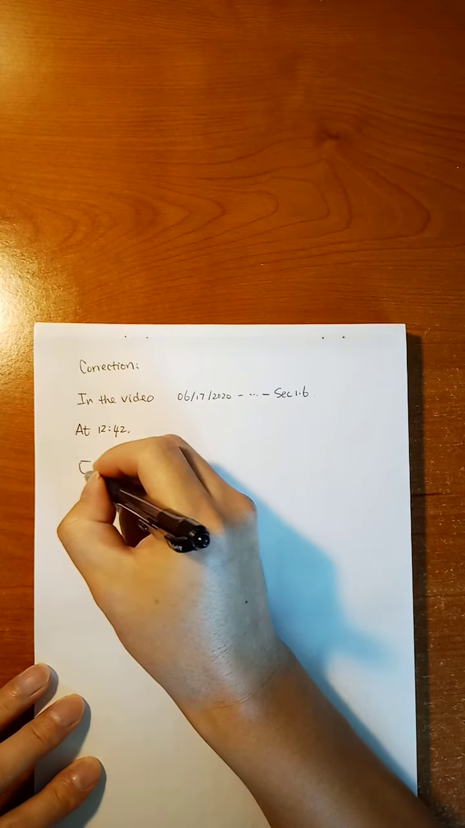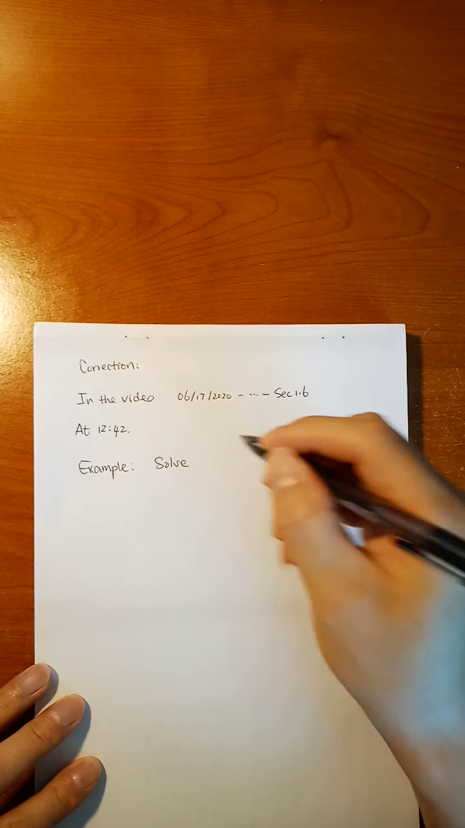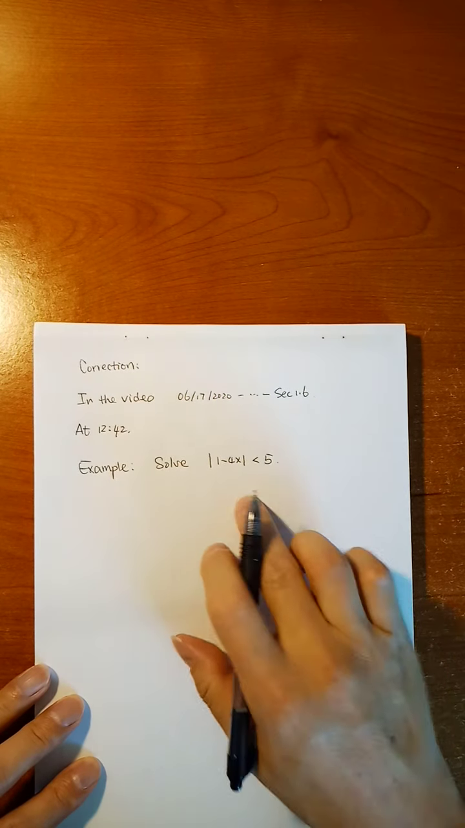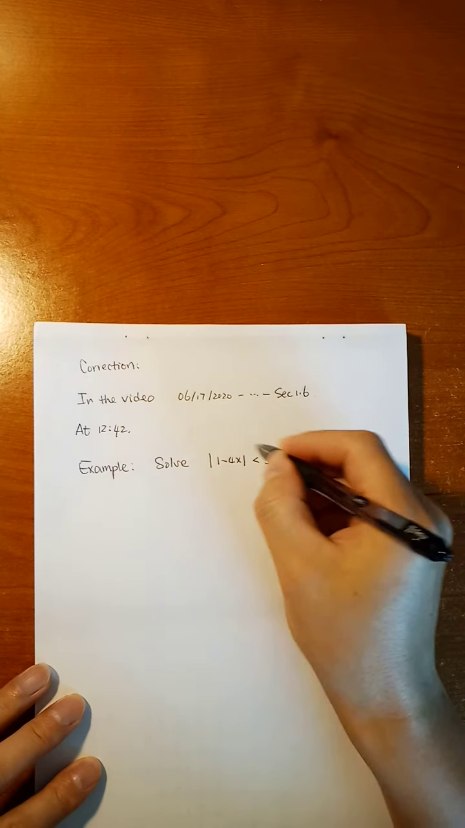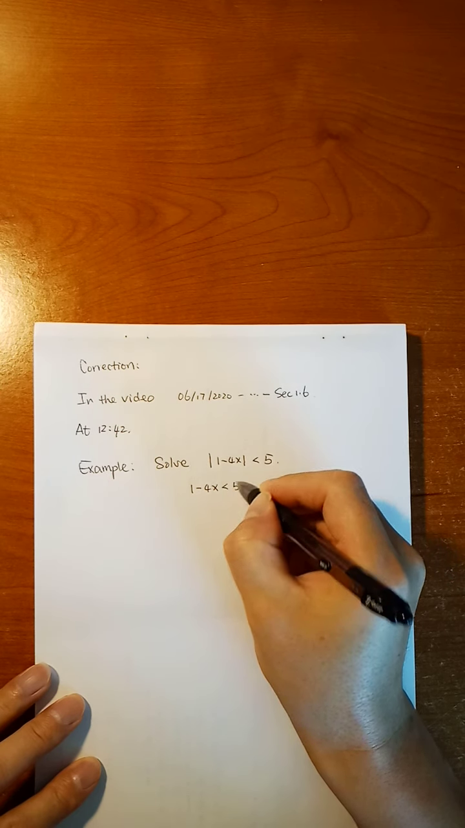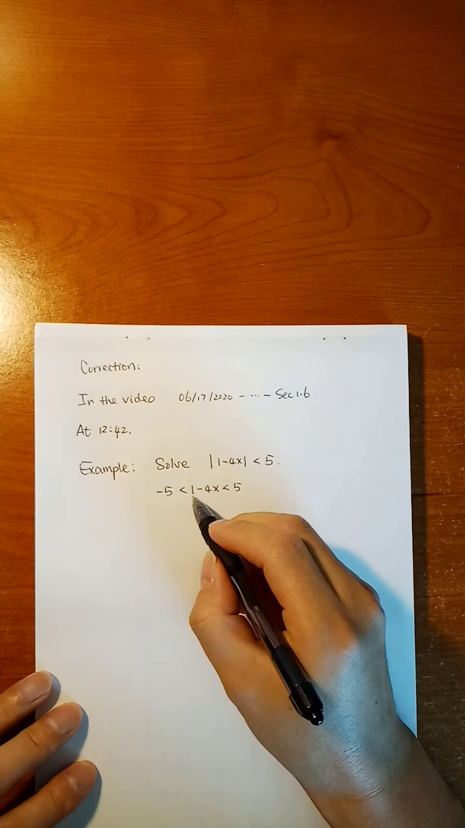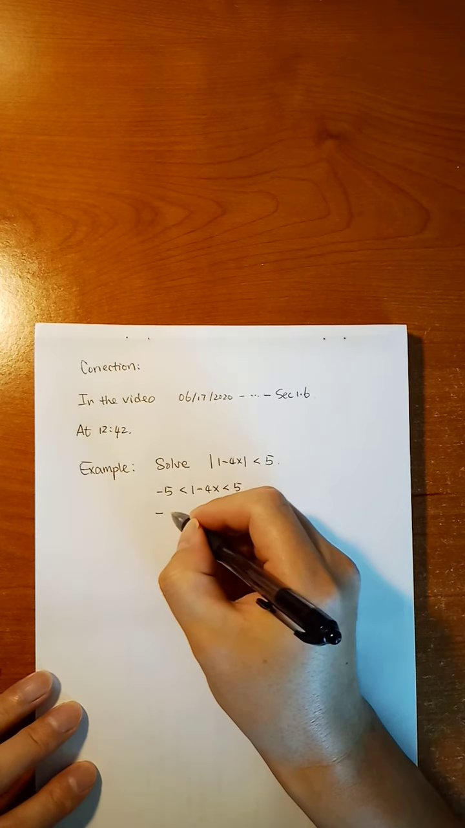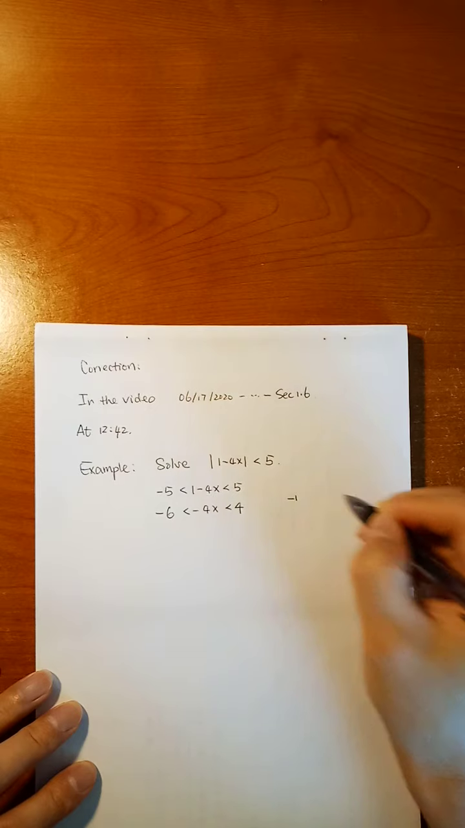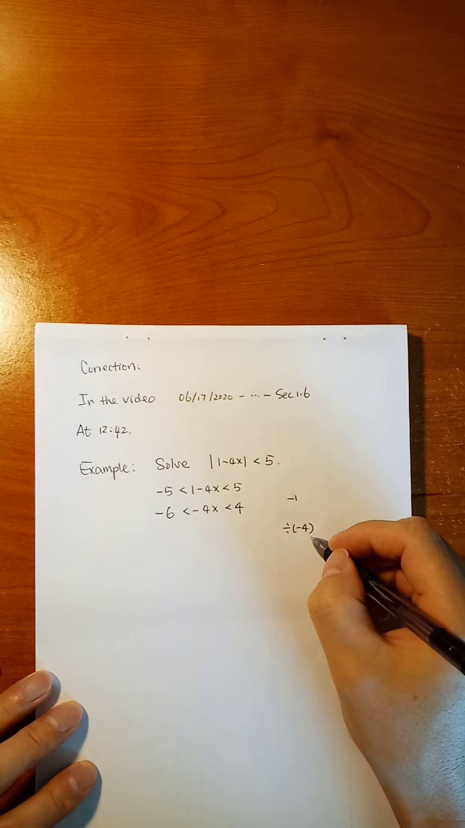That example was to solve the inequality involving absolute value function. Okay, that's an example. So for this absolute value inequality, you first change it to be -5 less than 1 minus 4x less than 5, and then you subtract 1 from 3 sides. This is subtract 1, and then we need to divide this inequality by -4.